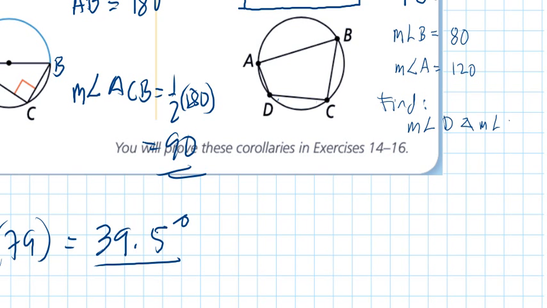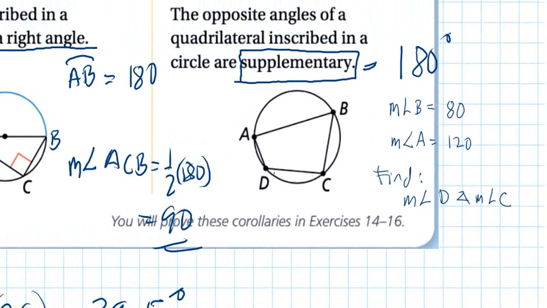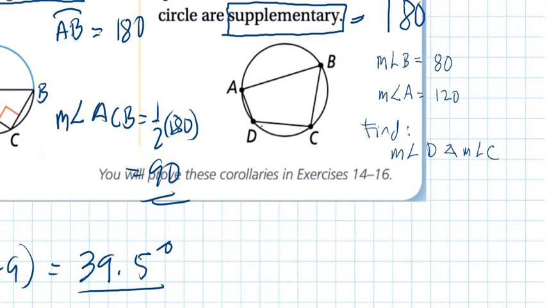So how do we do this? What did we say about this one anyway? Opposite angles are supplementary, right? So how do we do that? If you cannot do it mentally, then write it down. You write the measurements. It says that angle B is 80, right? And angle A is 120. Get it? So now, opposite angles.